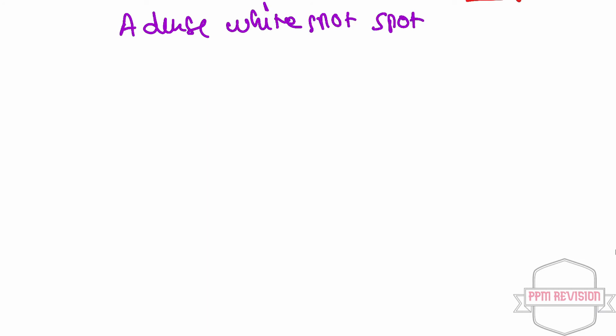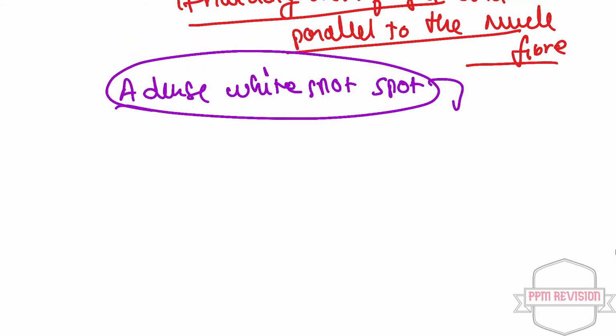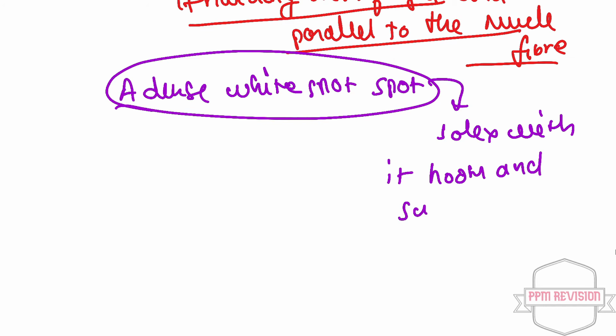Going ahead, a dense white spot is also seen, and it is present at the side of the scolex, with its hooks and suckers invaginated. So this is a point to note, a white spot is seen.